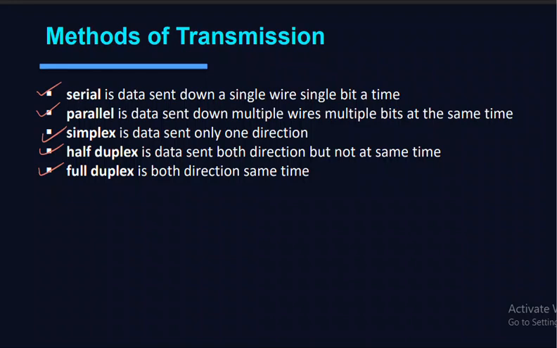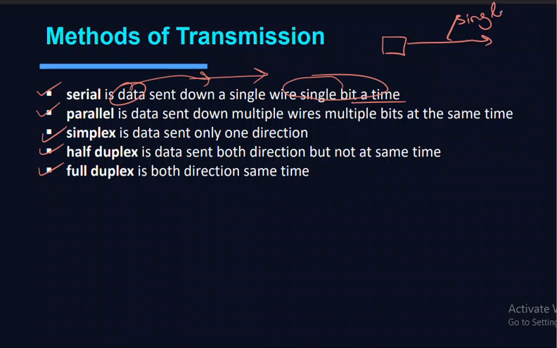Serial is the data sent down a single wire, a single bit at a time. Obviously, data is sent on a single wire. They will be sent on a single wire, one bit at a time, and in each wire they will send the data bit by bit.